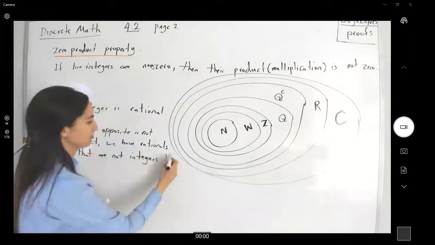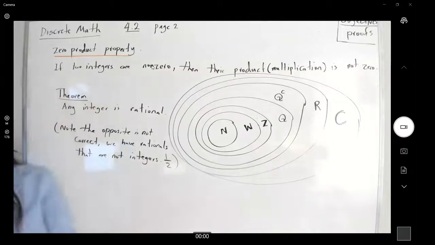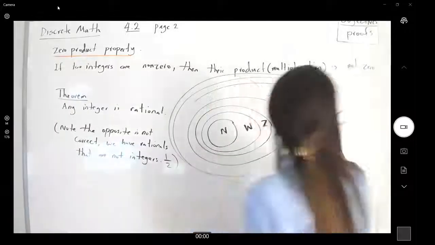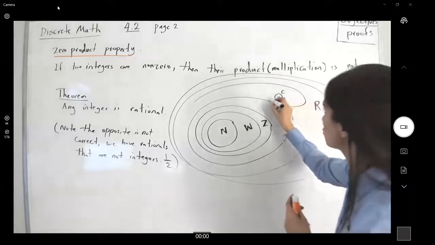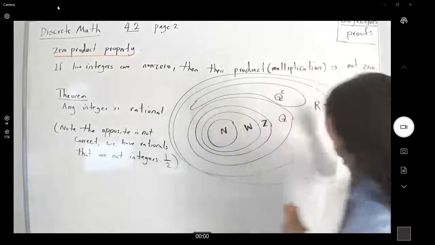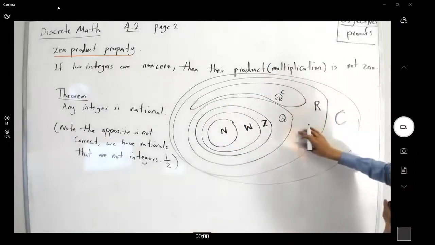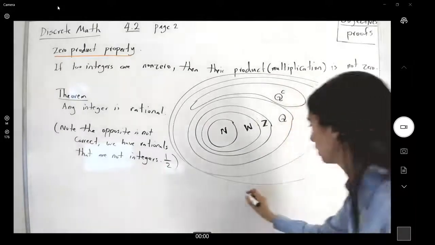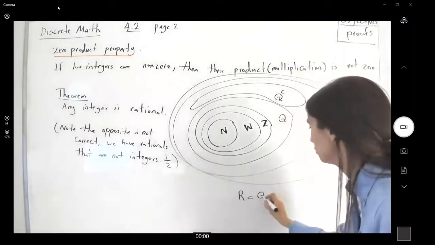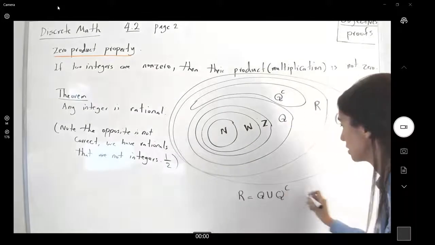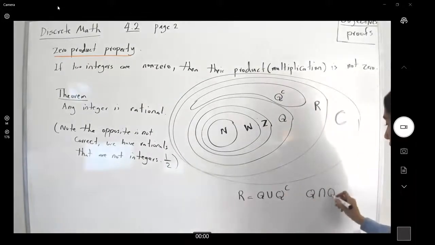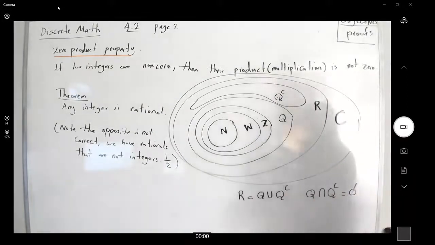Aha. There is this one. So it's not enclosing. It should be just right here. The union between Q and Q complement is R. So R is Q union with Q complement. And Q intersection with Q complement is empty.